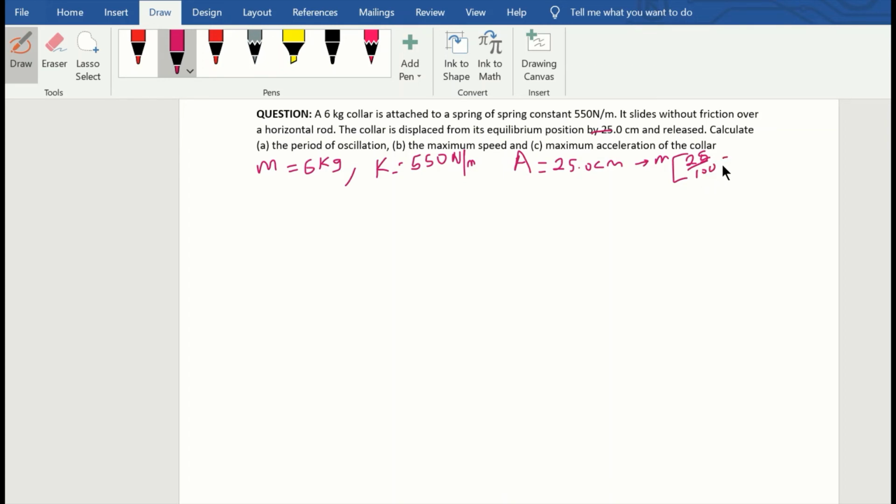That gives us 0.25 meters. So we divide 25.0 over 100, and that gives us 0.25 meters.